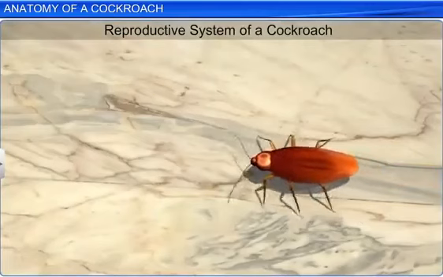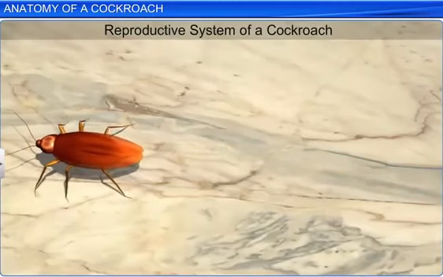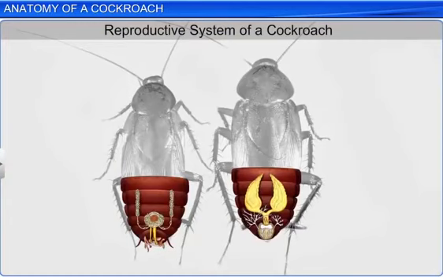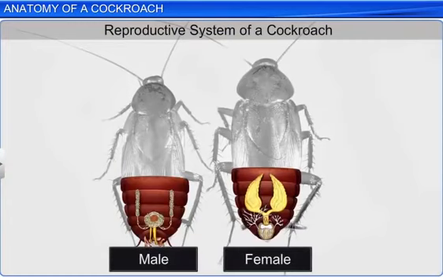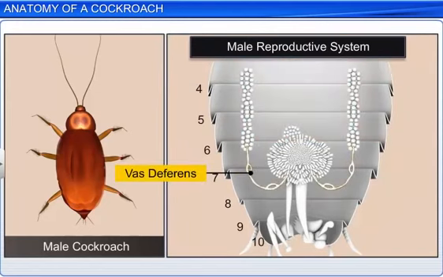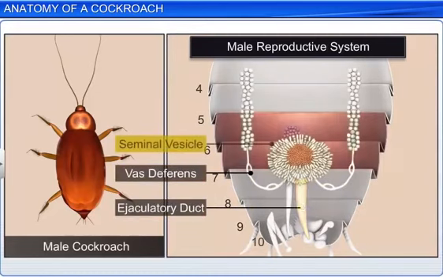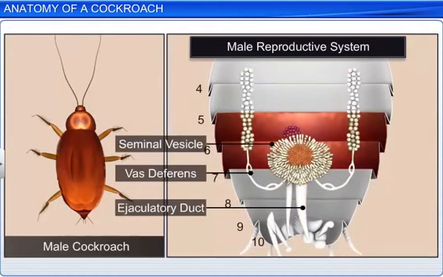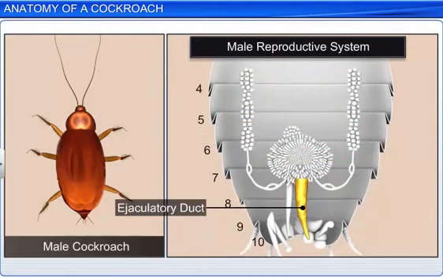Finally, let's learn about the reproductive system. Cockroaches are unisexual with well-developed male and female reproductive systems. The male reproductive system consists of 2 testes, which lie on the lateral sides of the 4th to 6th abdominal segments. From each testis arises a thin vas deferens. The 2 vasa deferentia run posteriorly and open into the ejaculatory duct through a seminal vesicle. The ejaculatory duct opens into the male gonopore situated below the anus.